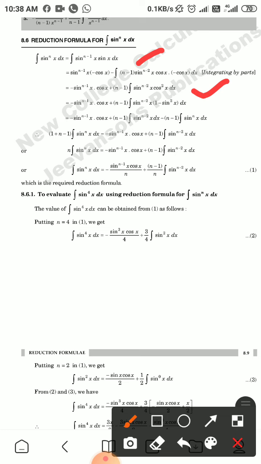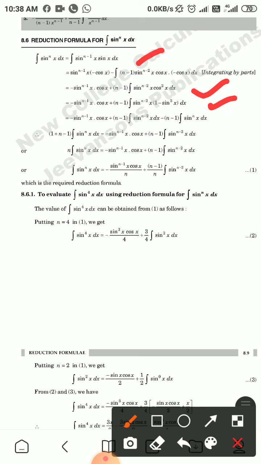First term as it is. In the second term, writing the value for cos square x as 1 minus sine square x and distributing the integral, we have minus sine raised to power n minus 1 x cos x plus n minus 1 integration of sine raised to power n minus 2 x dx minus n minus 1 integration of sine n x dx.